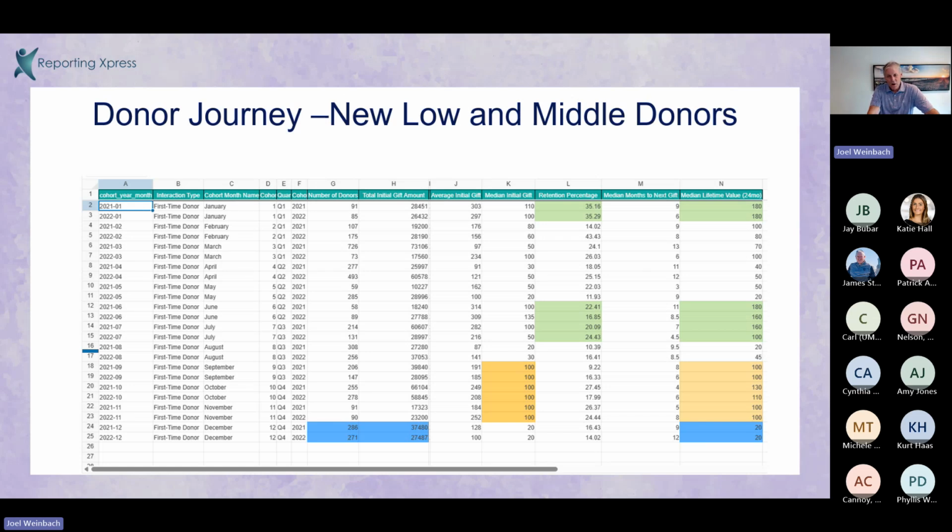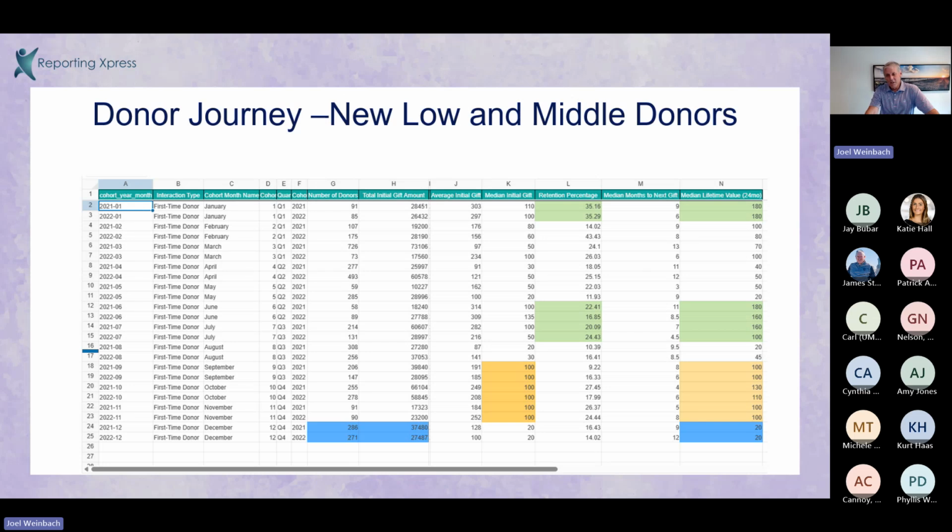Some of the things that we want to be concerned about are median gift amounts. Averages get skewed by your large donors. So while average is interesting, the median number is probably more relevant. And then retention: what percentage of those donors are going to give the next year? And lastly, what's the projected lifetime value, or value over some period of time? In this case, we're looking at the value of these donors over 24 months. So a January 21 first-time donor will be analyzed between February of 21 and January of 24. I'm sorry, January of 23 to get to 24 months.